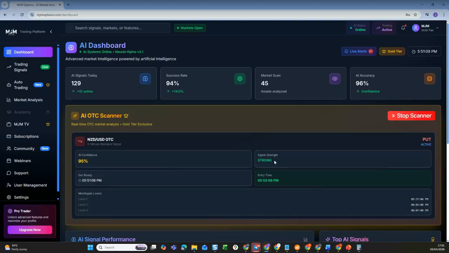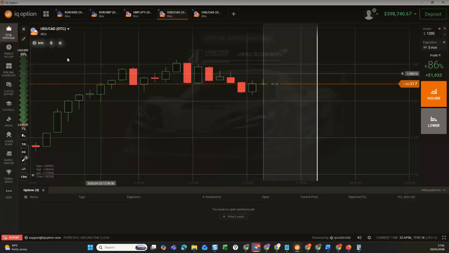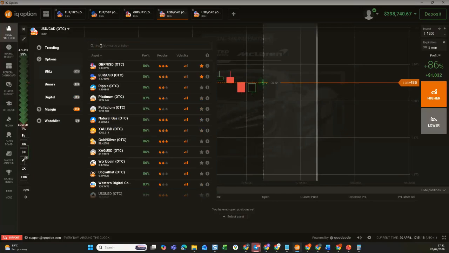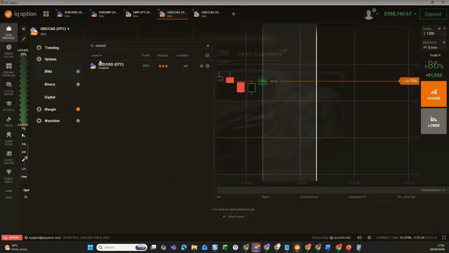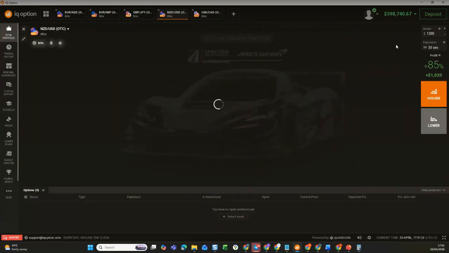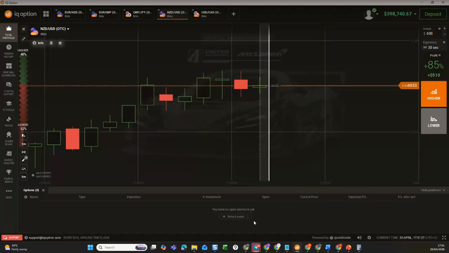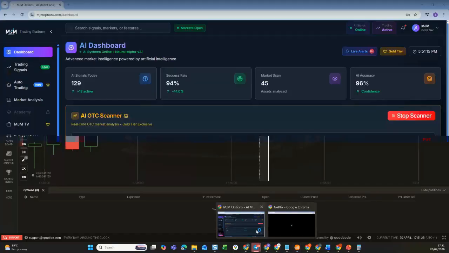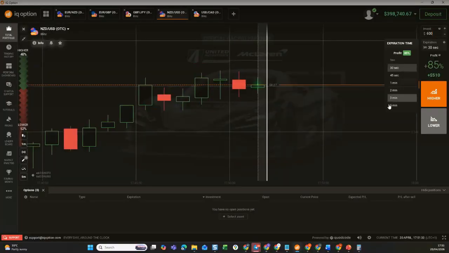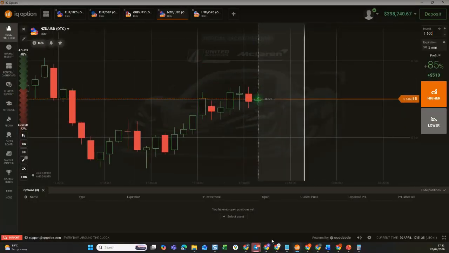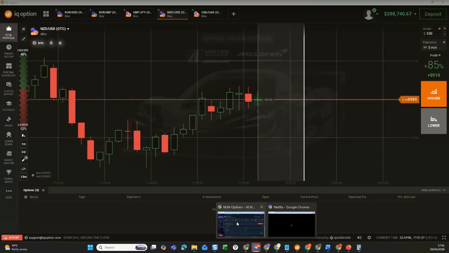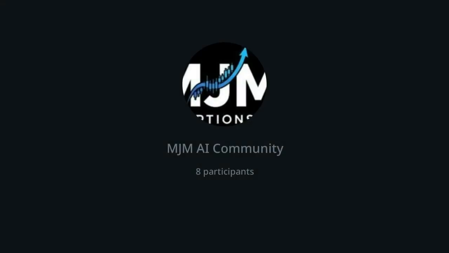So this is the pair we are going to be trading, and it is NZD USD. Let's go to IQ Option and search NZD USD. Here we have it selected. I'm starting with 600. Next is the 5 minute standard signal, so we know we are trading it for 5 minutes. The next thing is the direction. Direction is put, so that means we are selling.